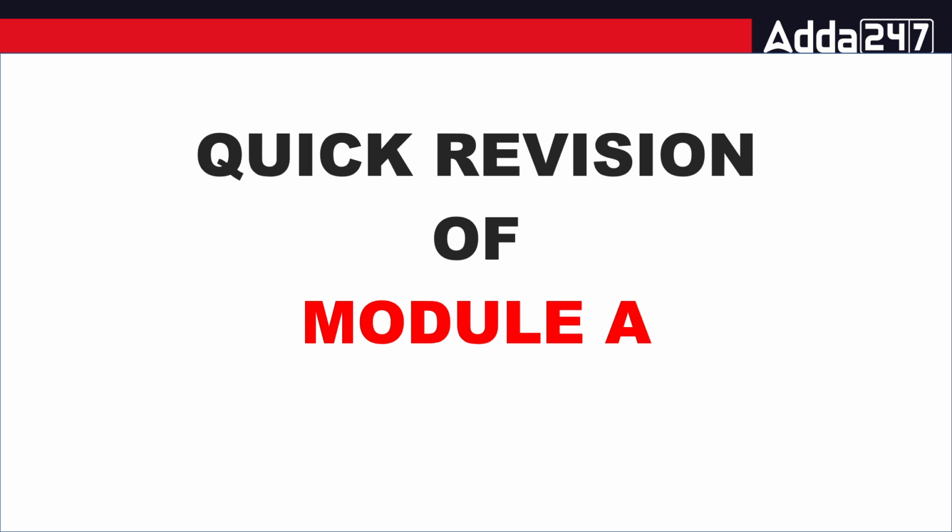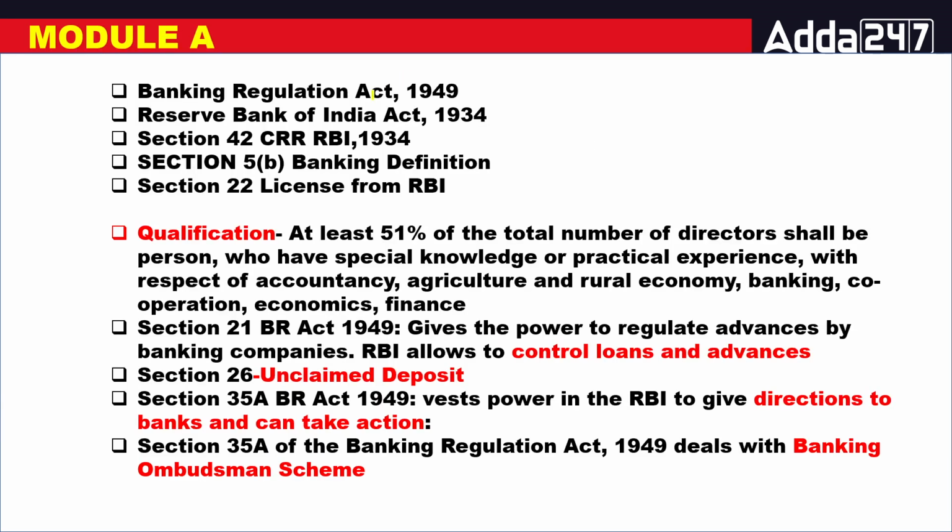Then class module A. Two acts are there: the Banking Regulation Act and the Reserve Bank of India Act 1934. Section 42 talks about the cash reserve ratio, 1934. Section 5B, banking definition. Section 22, license. Qualification of directors: 51% of the total number of directors shall be persons who have special knowledge and practical experience in accountancy, agriculture, rural economy, banking.